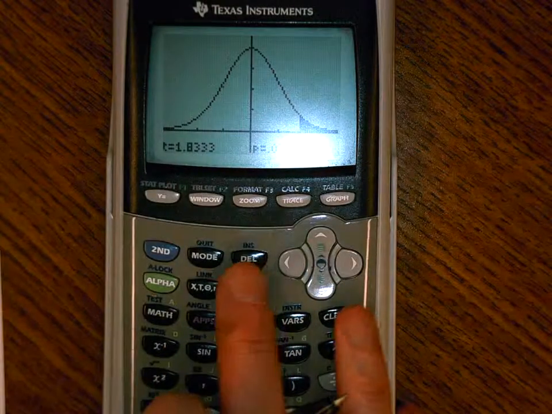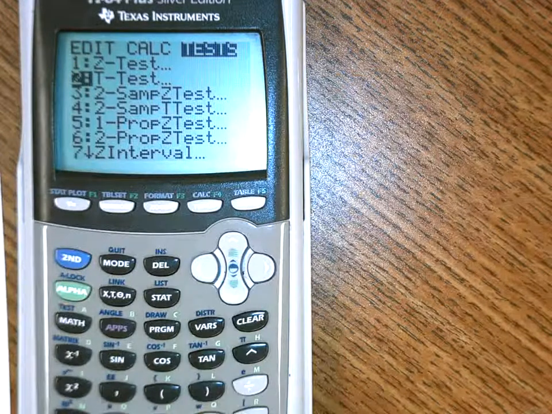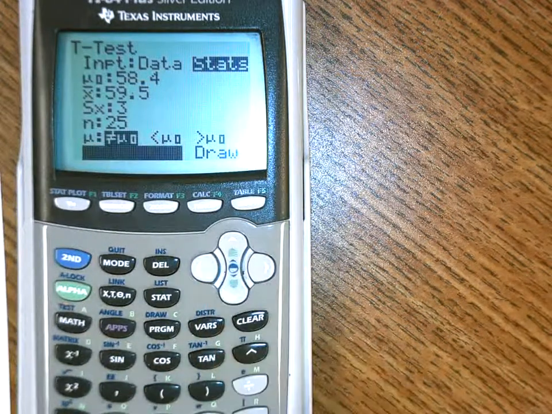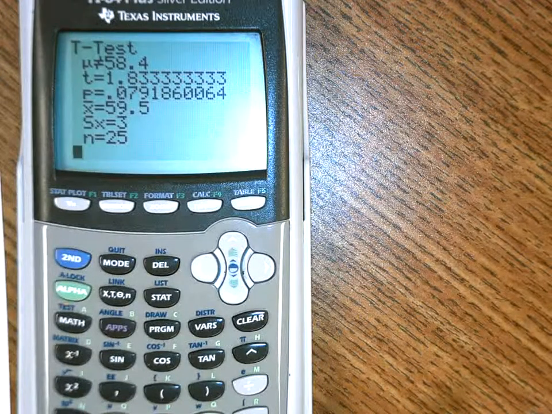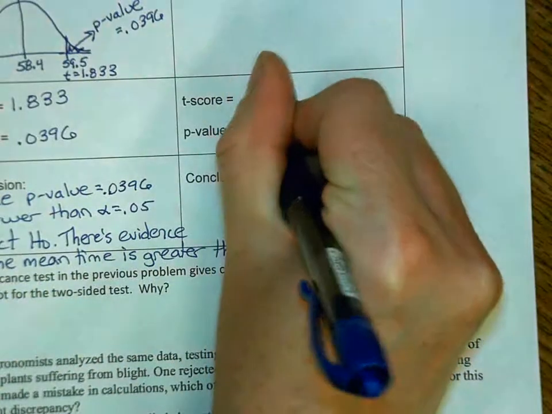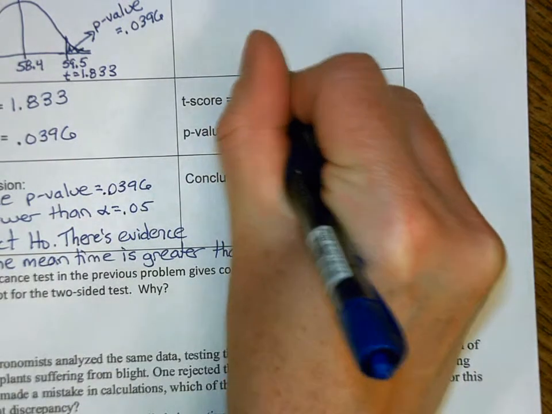If I go back to the calculator and hit stat, test, t-test, the only thing I'm changing here is not equal to, calculate. Notice the p-value jumped. It's twice as big as it was before. It's 0.079. The t-score, however, is still 1.833.